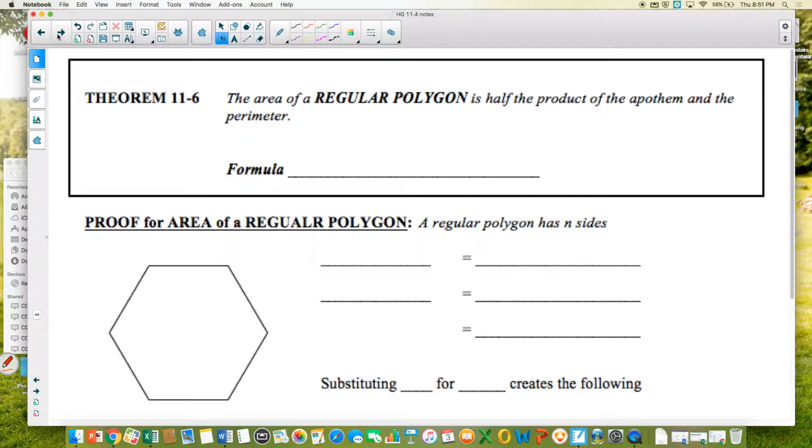Okay, the formula for the area of a regular polygon is half the product of the apothem and the perimeter. So the formula for area of a regular polygon is equal to 1/2 times the apothem times the perimeter. Okay. And if we go down here, we look at a proof for the area of the regular polygon.